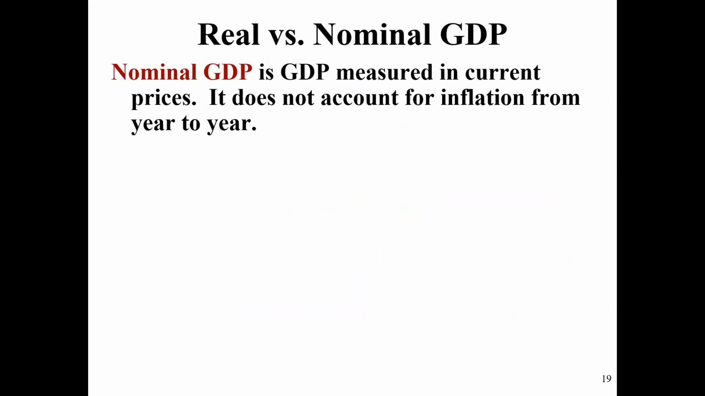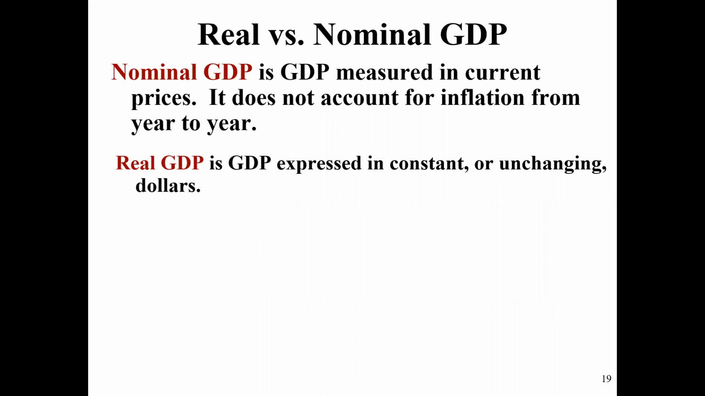Nominal GDP is GDP measured in current prices. What does that mean in our terms? Current price times current quantity. So if nominal GDP increases, we don't know if quantity is increasing, or prices are increasing, or they're both increasing. We don't know.